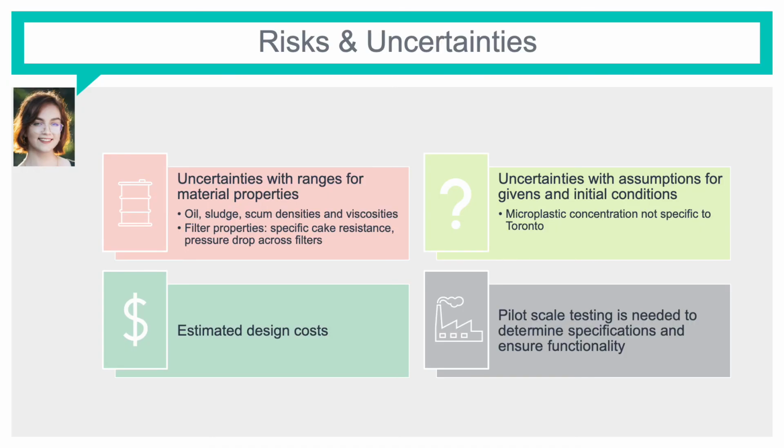There are several uncertainties in our design, especially within our calculations. There is uncertainty due to ranges for material properties, such as oil, sludge, and scum density. These variations in properties have a little effect on the results. However, ranges for filter properties, such as specific cake resistance, have a large effect on results. There is also uncertainty with assumptions for givens and initial conditions, such as microplastic concentration in wastewater, as this value was not specific to Toronto.